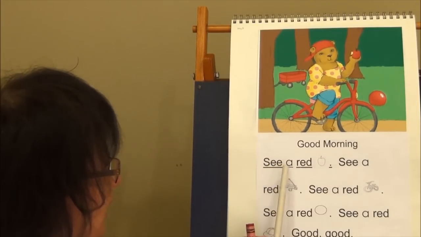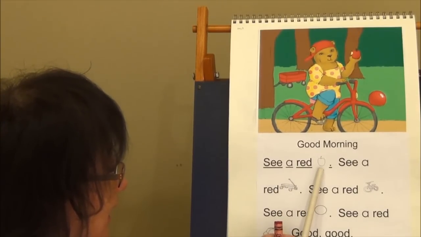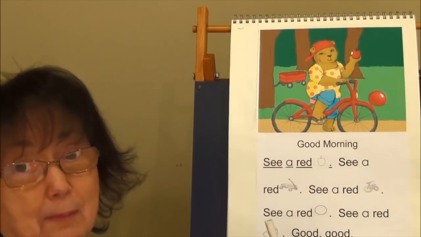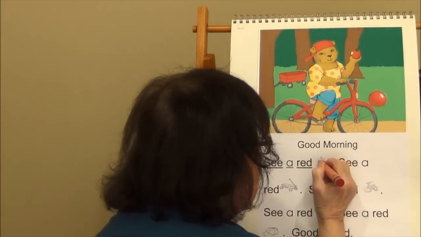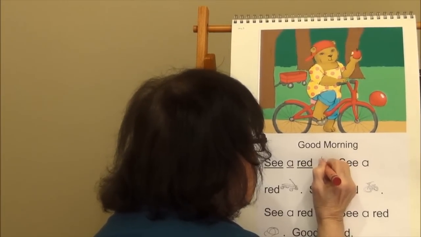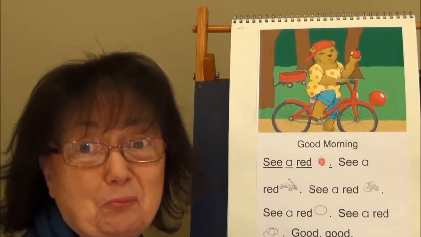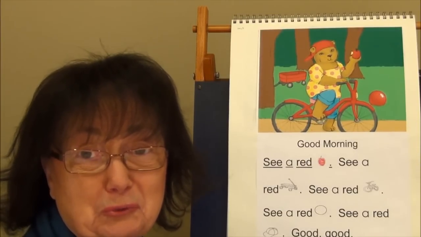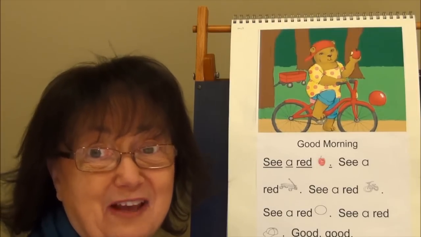See a red apple. Now the apple isn't red yet, so Mrs. Carl has to color it red. I'm going to color it red. Good. All right. Now, when you get yours at home, you're going to have to color yours too. All right? So it's going to be up to you to do the coloring when you have to.